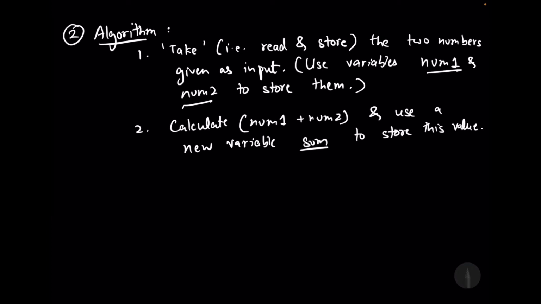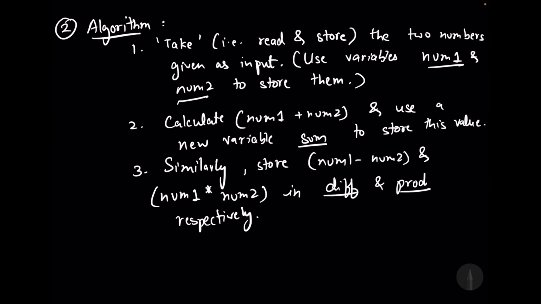The second step would be to calculate the sum of num1 and num2. Okay, and once we've calculated it, we'll also need to store this value in a new variable, right, so that we can use it later on. So we calculate num1 plus num2 and store it in a new variable called sum. Okay, then the third step would be that similarly we calculate num1 minus num2 and also num1 into num2 and store these respectively in variables called diff and prod, okay, which stand for difference and product.